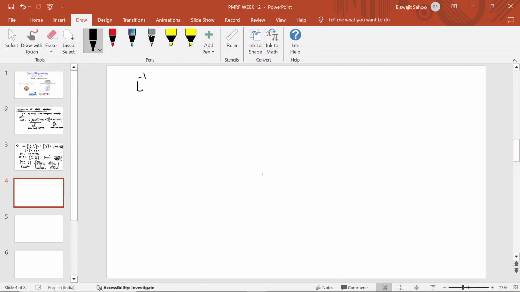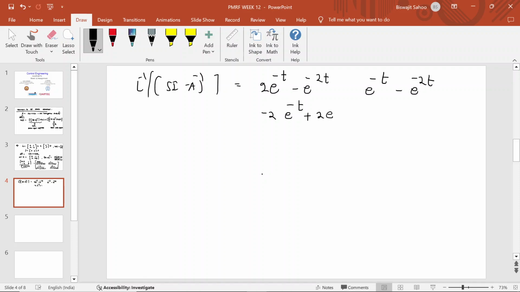If I take the inverse Laplace transformation of that matrix, then it will be how much? It will be 2 into e to the power minus t minus e to the power minus 2t, e to the power minus t minus e to the power minus 2t, minus 2 e to the power minus t plus 2 e to the power minus 2t, and here this term is minus e to the power minus t plus 2 into e to the power minus t. Okay, so this part is your inverse Laplace transformation.